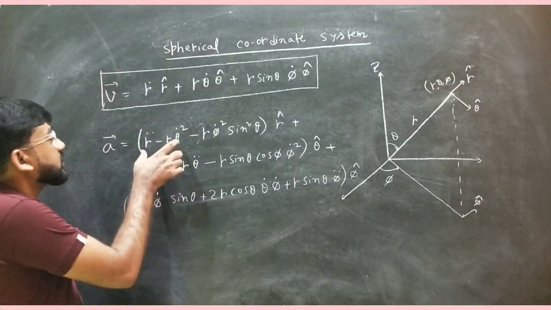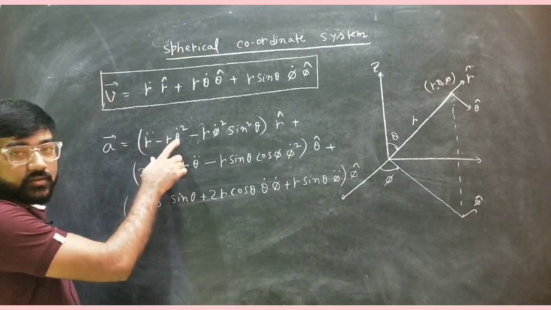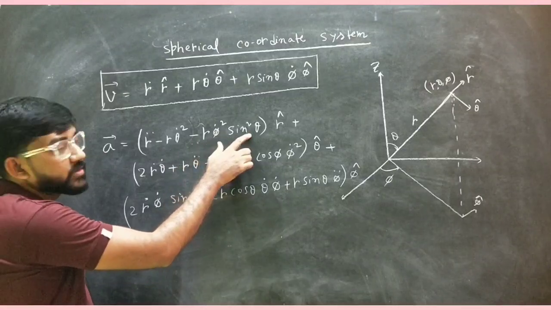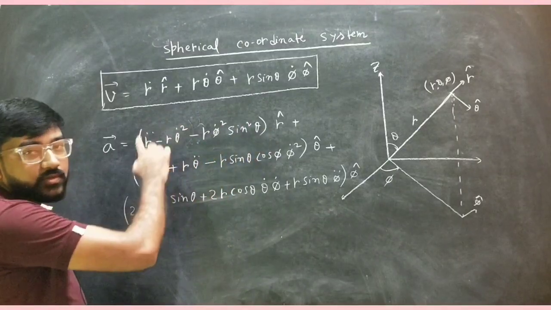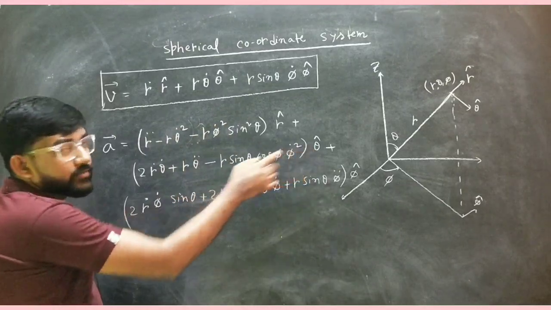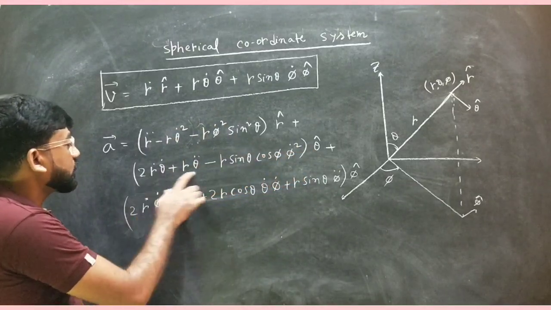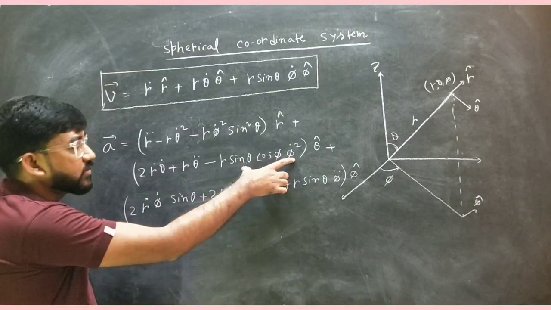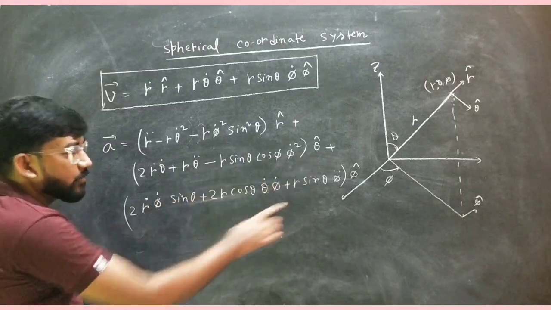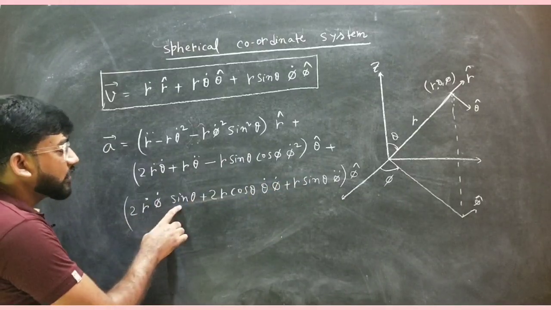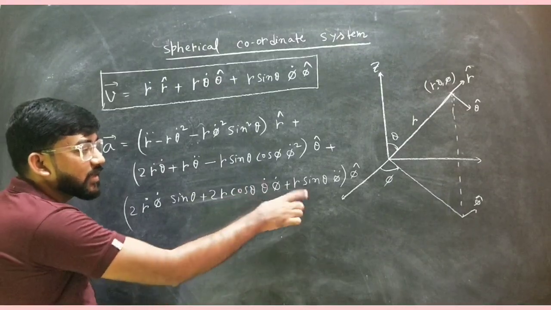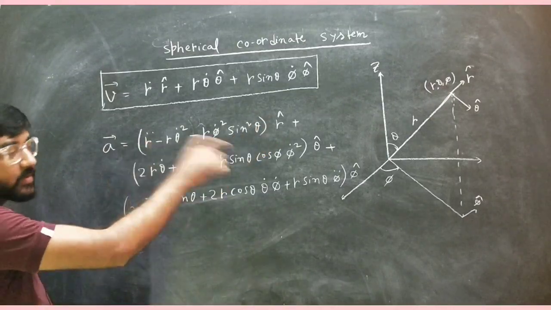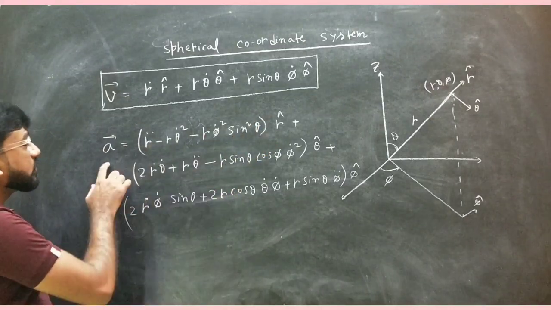In the acceleration, the first terms are the same as before, that is r double dot minus r theta dot square, but here there is a new term, minus r phi dot square sin square theta. So this is the radial component. The theta cap component, along the transverse direction, is this: the first two terms are the same, 2 r dot theta dot plus r theta double dot, minus r sin theta cos theta phi dot square, which is a new term. Similarly, this last term is completely new: 2 r dot phi dot sin theta plus 2 r cos theta theta dot phi dot plus r sin theta phi double dot along phi cap. So this is the total acceleration expression, and these are each and every component of the total acceleration.